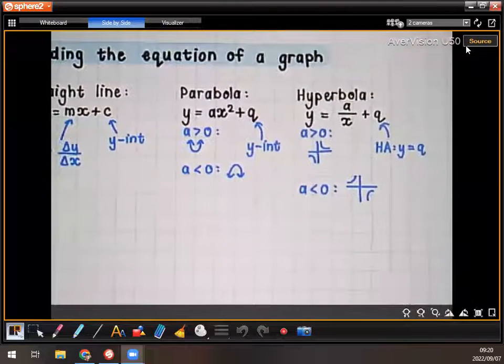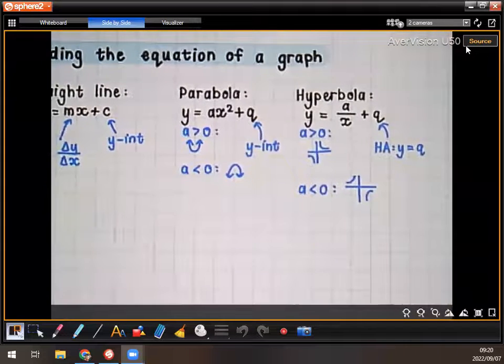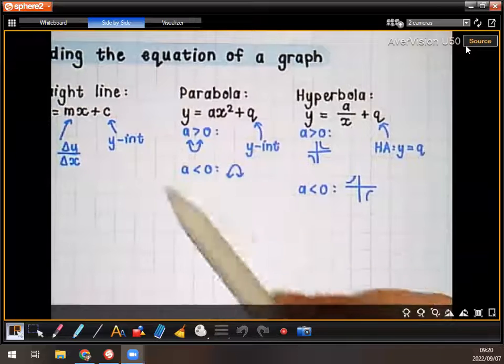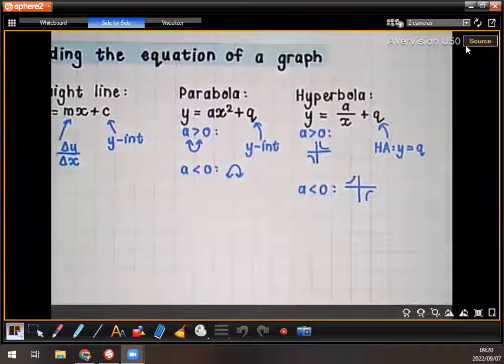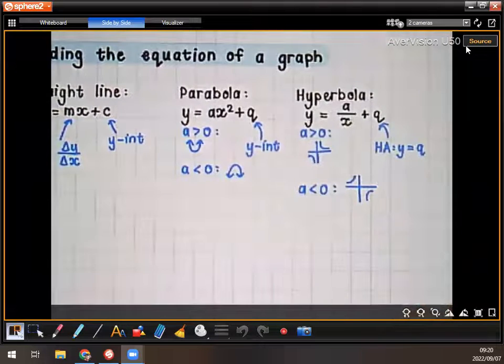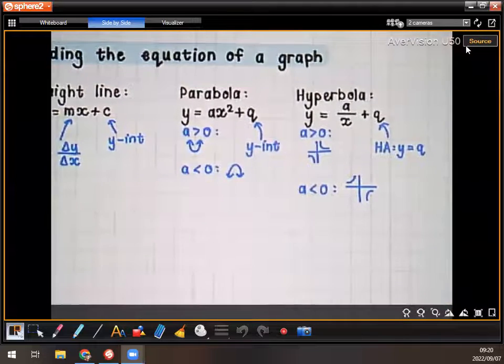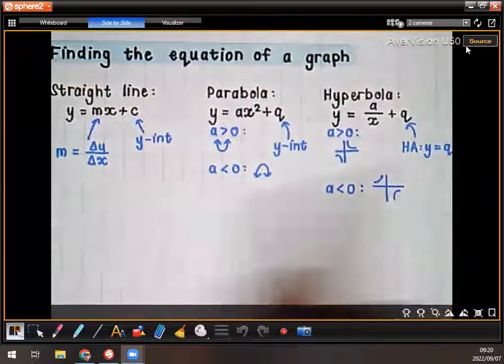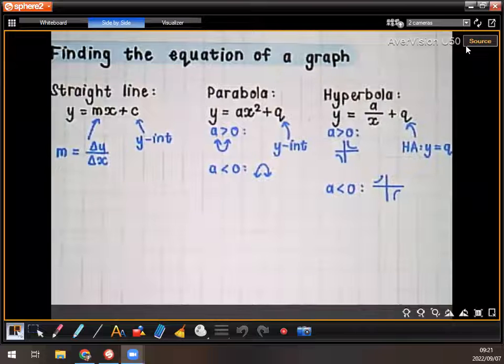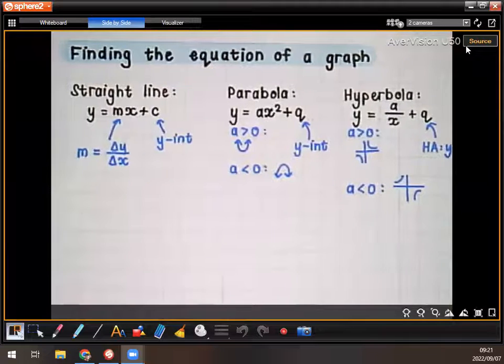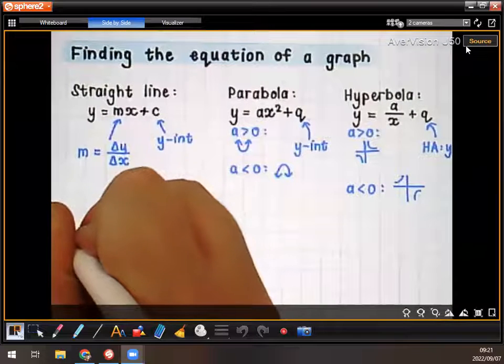All right, we're going to do an example of a parabola now so that you can see the method that we need to use to calculate A. It's going to be the same for hyperbola. Okay, so the method to calculate A is the same for both of these. Are there any questions on what we've written down so far? Okay, so example.